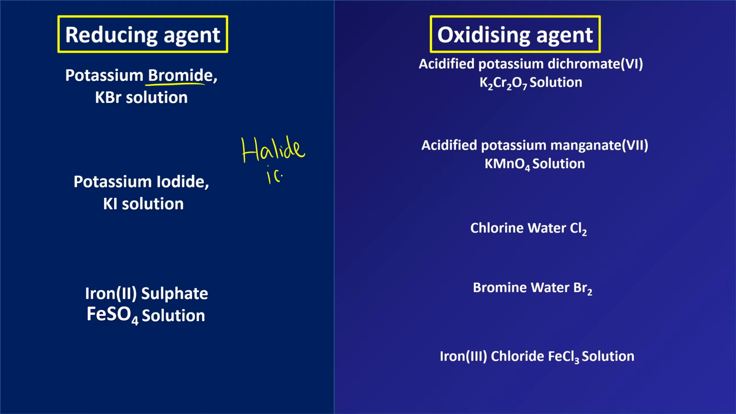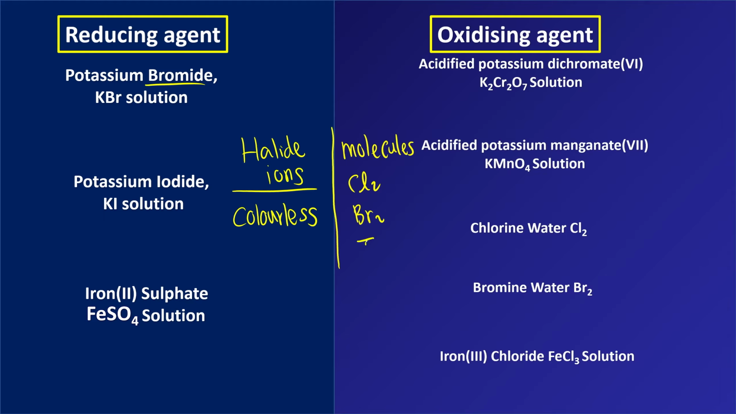Most of the time, when you see halide ions, they are going to be colorless, with a few exceptions like lead iodide or silver iodide. Next, we're going to have the molecules. Molecule means that there are no charges, like Cl2, Br2, and I2.